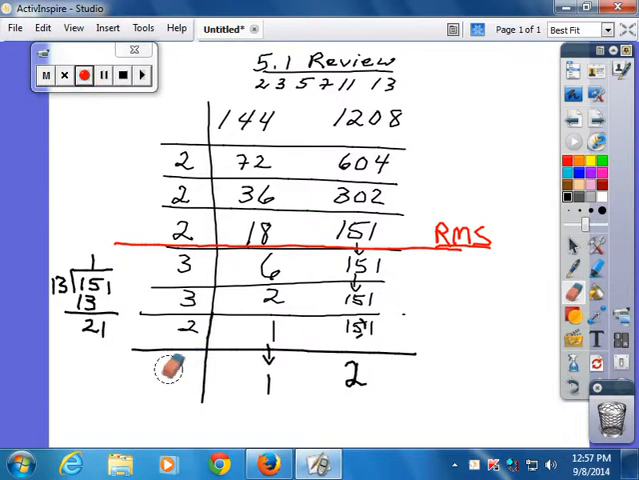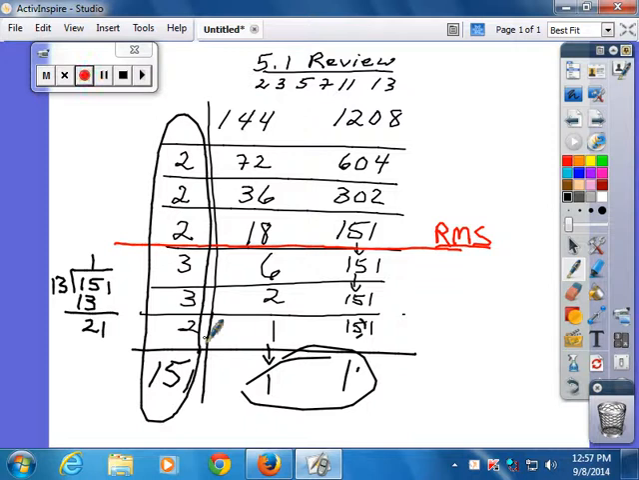Unless y'all found the number. Did y'all find the number? I don't think you did. 151 is prime. And there's your 2 1s. So here is your what? Least common multiple. 2 to the 1, 2, 1, 2, 3, 4. 2 to the 4th times 3 squared times 151.